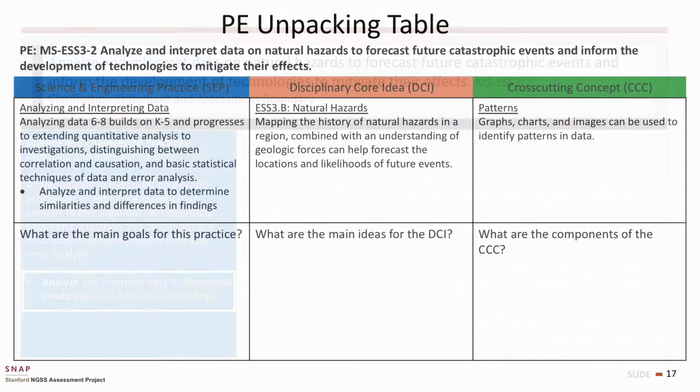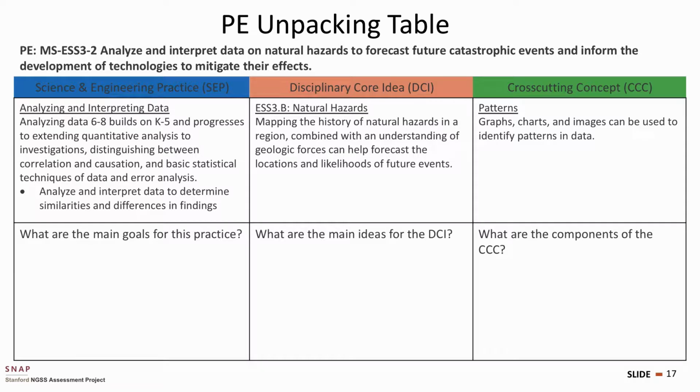To help us record our ideas about the goals of a PE and what we want to learn about our students, we take notes in what we call a PE unpacking table. As we work our way through each part of the PE, we'll fill in these empty boxes here, and later we'll use what we identified as the component idea of each dimension as a guide when we analyze a performance assessment to decide what information it's providing that we need about students' progress with the PE.